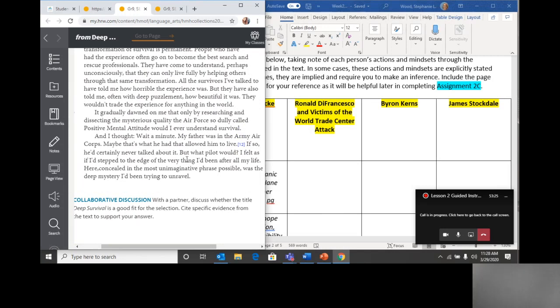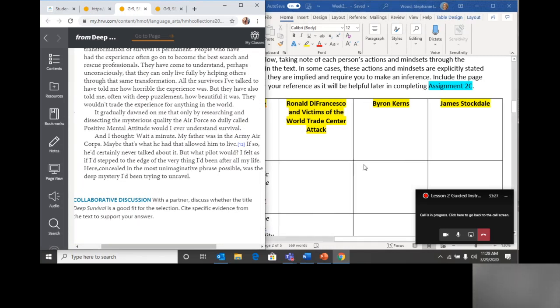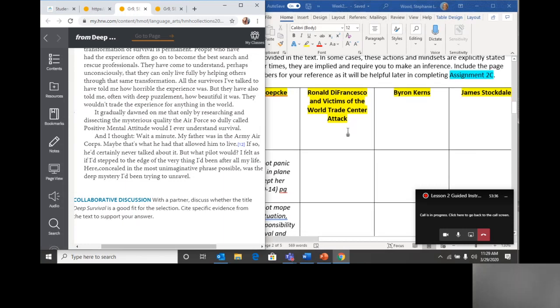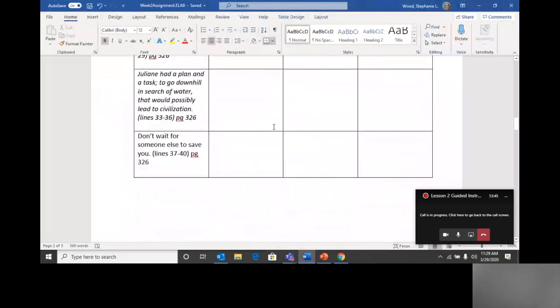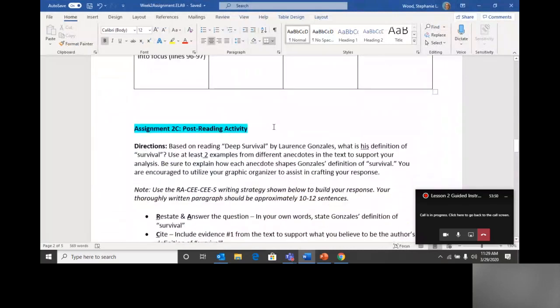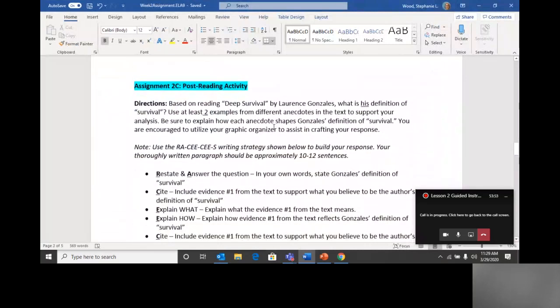So that was the text. Hopefully you were able to write down the mindset and actions that these four characters used in order to survive or not survive, right? So now that our graphic organizer is complete, we're going to go to assignment 2C, the post-reading activity. Follow along as I read the directions.